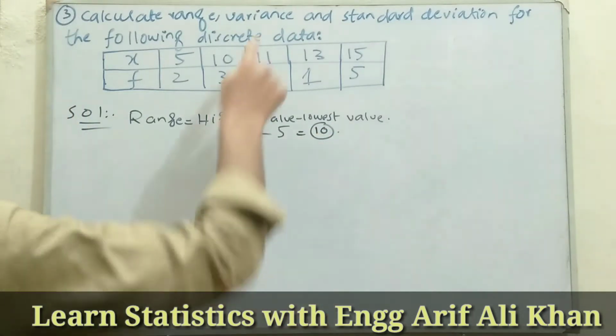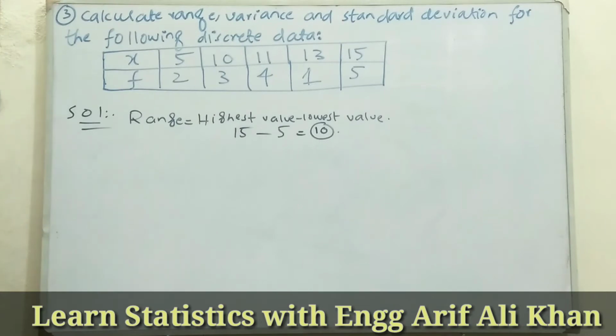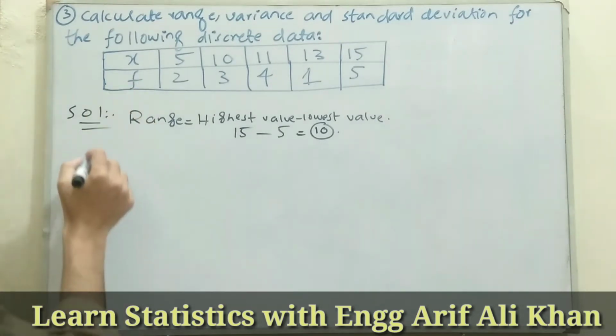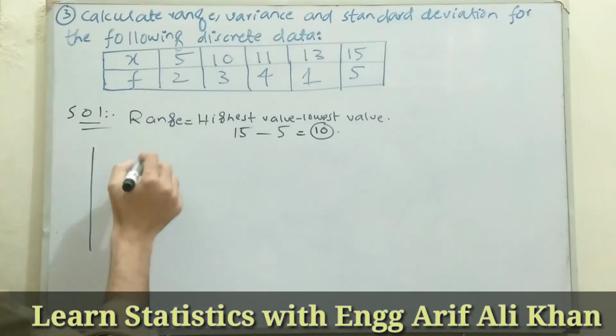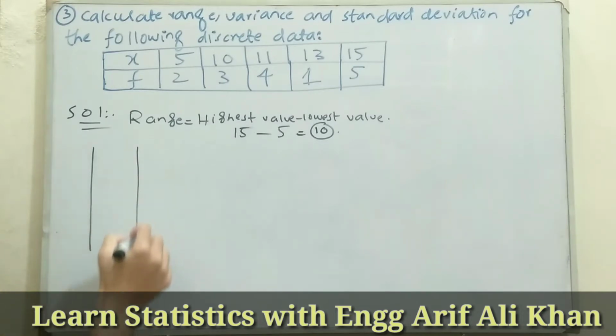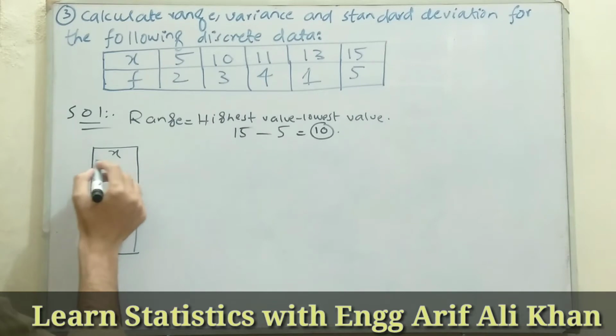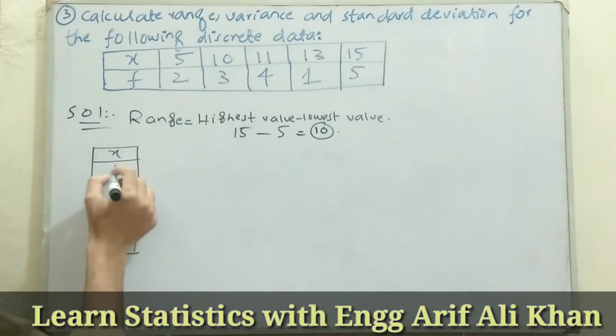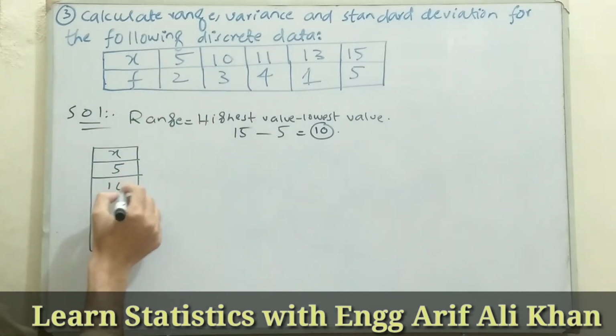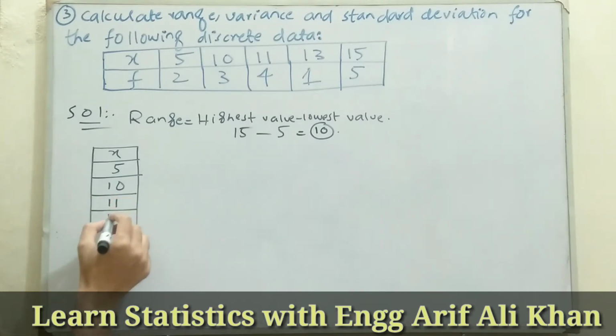Now after this we find the variance. So for variance we draw the given table. Let's suppose this is x. The first value is 5, the second value is 10, the third one is 11, the fourth one is 13 and the fifth one is 15.